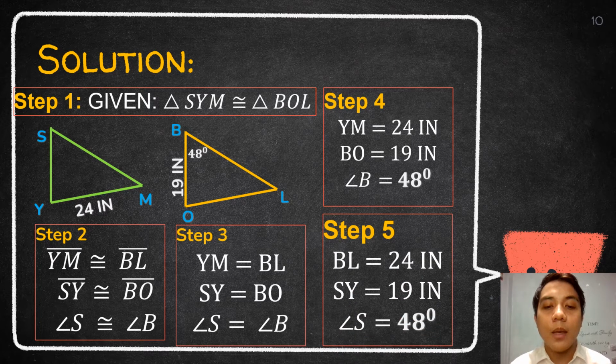So we have BL, which is equal to YM, and YM is equal to 24 inches. Therefore, BL is equal to 24 inches. Same thing for SY. SY is equal to BO, and BO is equal to 19 inches. Therefore, SY is equal to 19 inches. Then lastly, we have angle S, which is equal to angle B, and angle B is equal to 48 degrees. Therefore, angle S is equal to 48 degrees. So now we're done with example number 2.